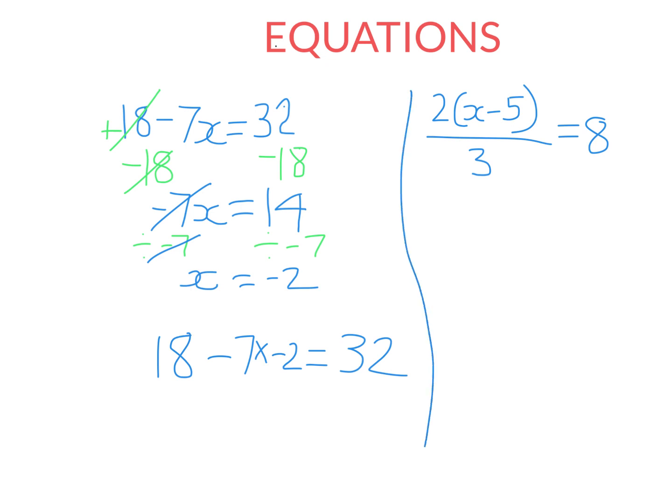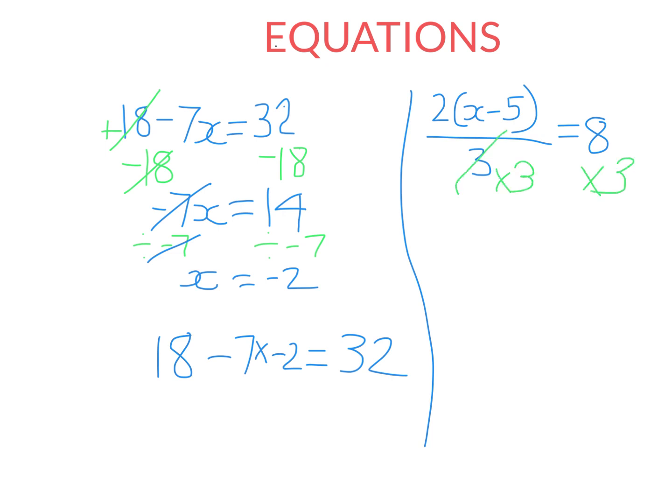All right, let's look at this example over here. I want to undo what's been done to x. So because of BIDMAS, brackets first, I know I've subtracted 5, then multiplied by 2, then divided by 3. So when solving the equation, I need to undo things in the opposite order. Because dividing by 3 is the last thing I did, it's the first thing I undo.